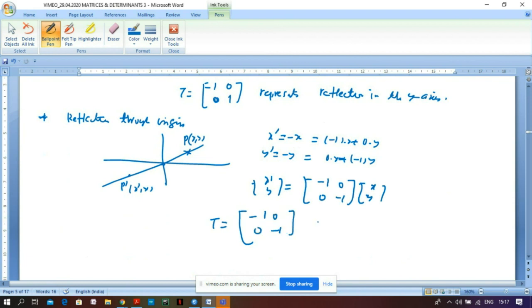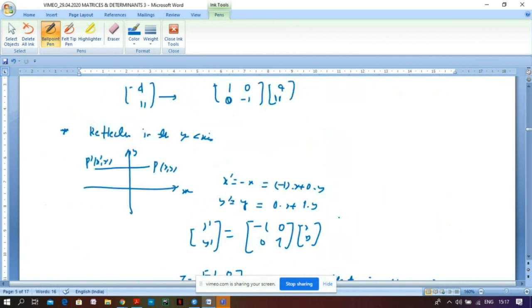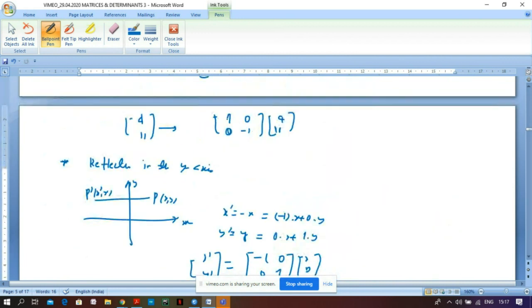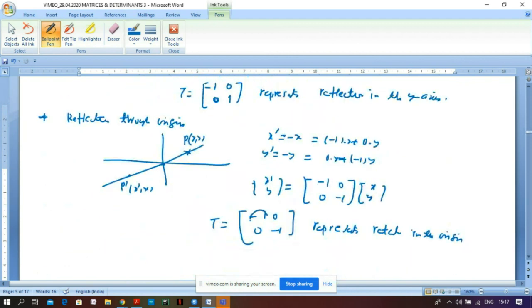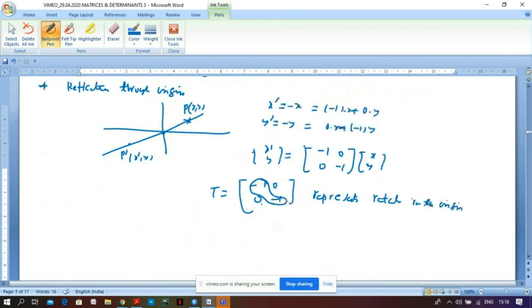This matrix represents reflection in the origin, or reflection through the origin. It describes the reflection of a point P, x, y about the origin. So notice how it is coming: the diagonal elements are changing from 1, minus 1, to minus 1, 1, and finally to minus 1, minus 1. So we have come from reflection through the x-axis, to the y-axis, to the origin. We'll see two more reflections.